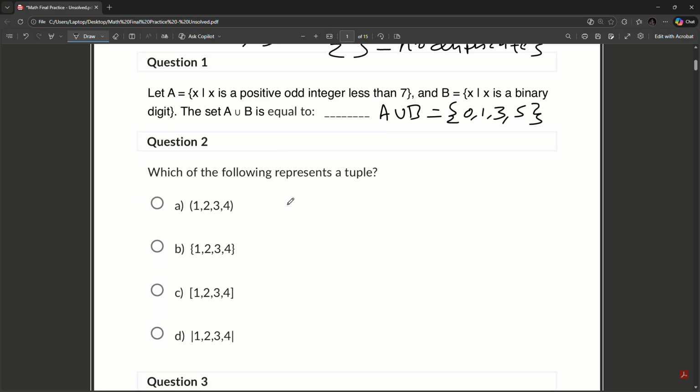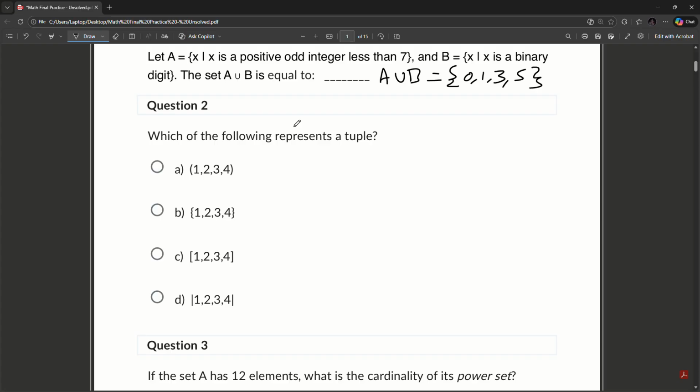Now, which of the following represents a tuple? So let's go through these step by step. So of course it is A. The answer is A, right? I'll highlight it.